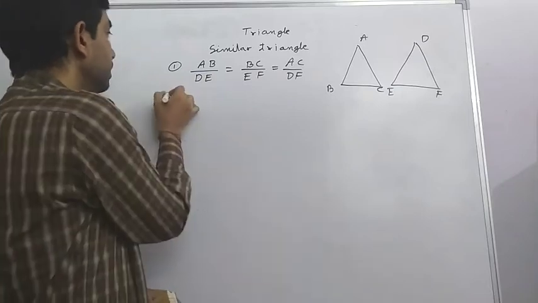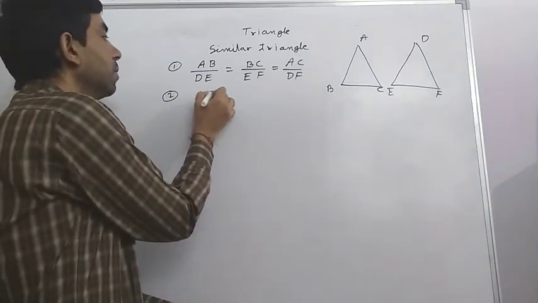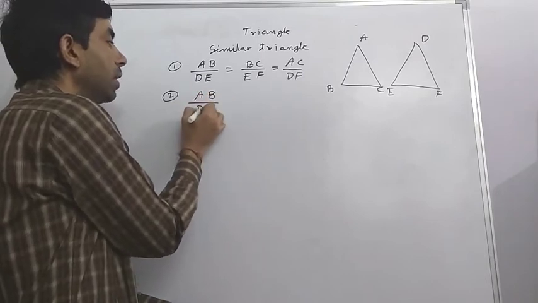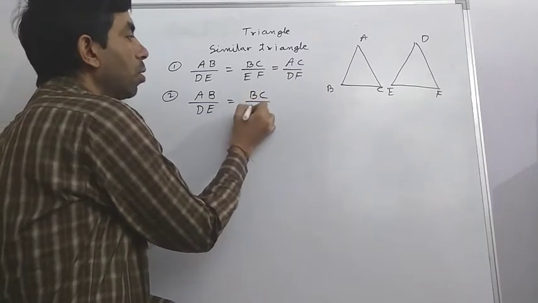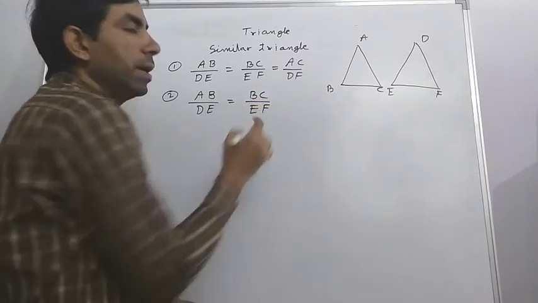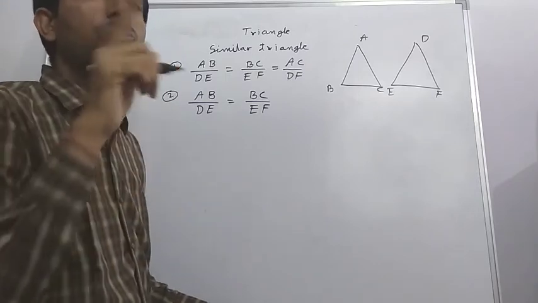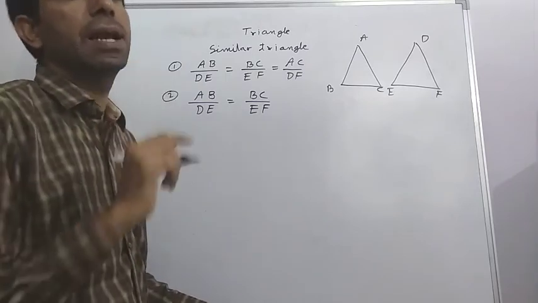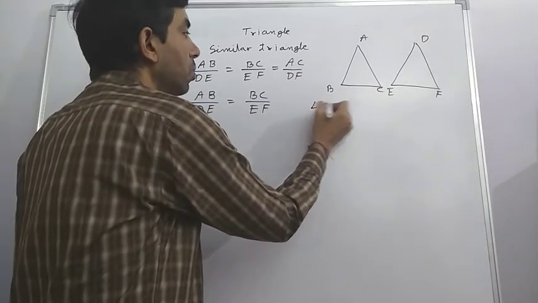Second condition, if two side ratios are equal, AB upon DE equal to BC upon EF, and the including, means middle, angle is also equal, means angle B equal to angle E.